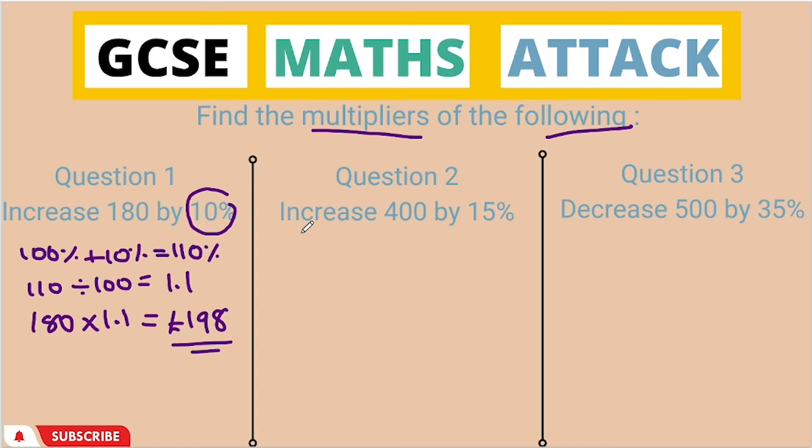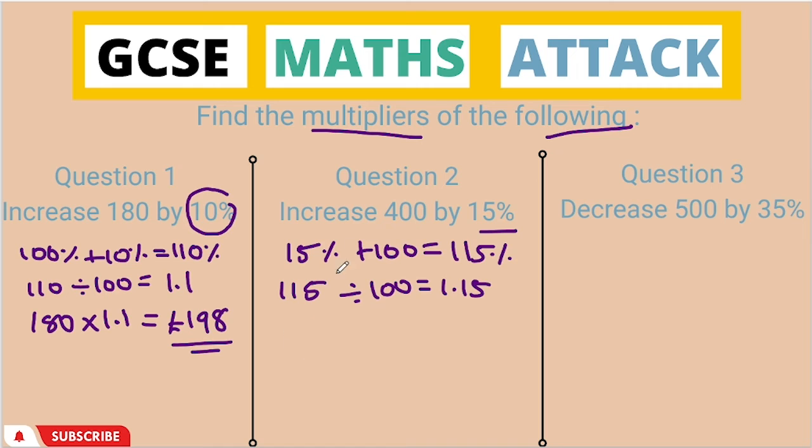Next question, so question number 2, increase 400 by 15%. So you've got 15%, add 100, 115%. Now I'm going to work out my multiplier, 115 divided by 100, which means it's going to be 1.15. So you've got 400 times 1.15. If I multiply those two together, I should get 460. So my answer is 460.